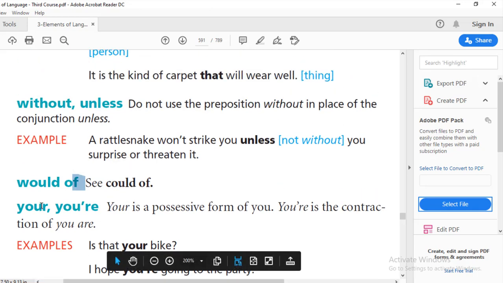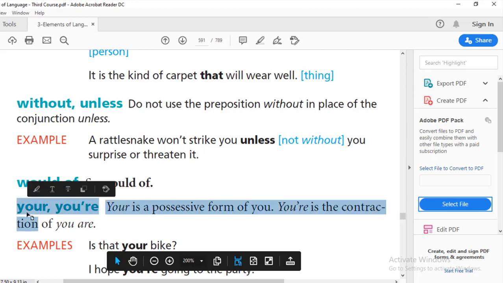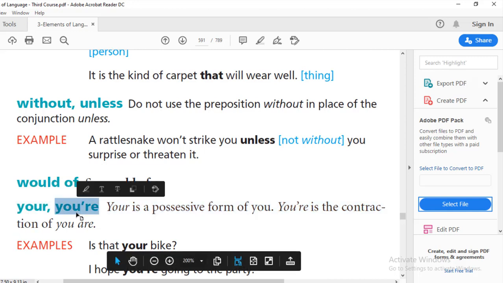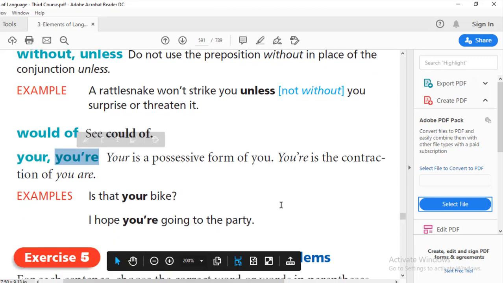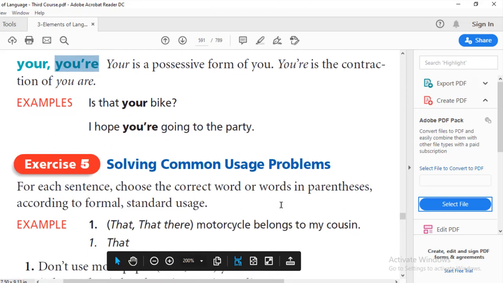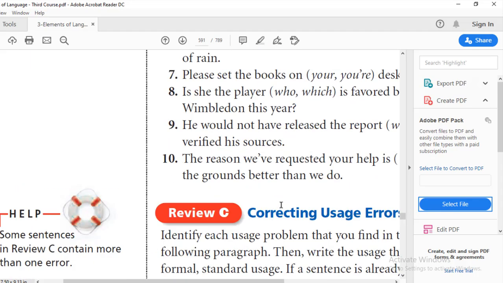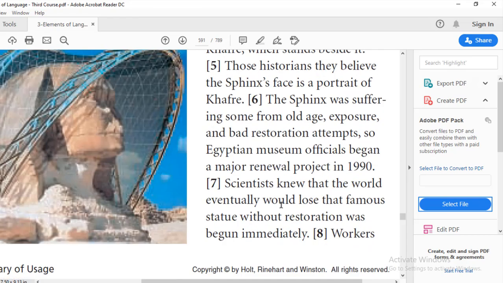In the same way, don't use the word your in replacement of the words you are. Here your is for possession, like your book, your laptop, whatever. And here you have to use you're like you are. You are happy, you're sad. Okay, I hope you're going to the party. So that's totally different, right? And I think it's better to do these examples to have lots of exercises.